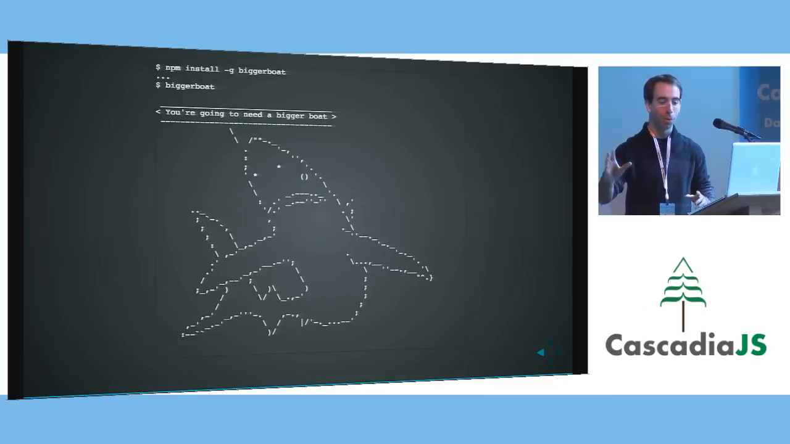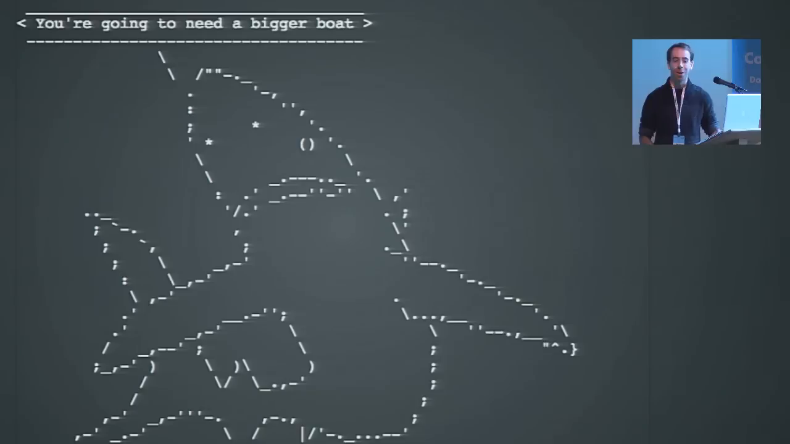But we rose up to the marketing challenge and I wrote this module. So you can install this for real: npm install -g bigger boat, and then you type bigger boat, and the shark is going to tell you you're going to need a bigger boat. Okay. Thank you very much.